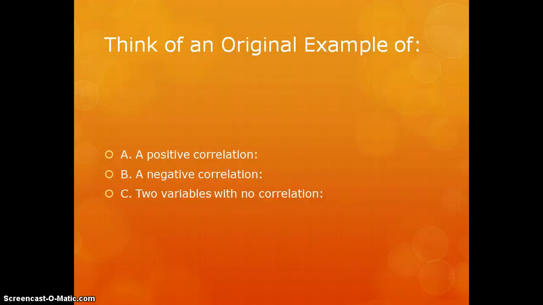All right, so what I want you to do now is go ahead and think of your own example of a positive correlation. And then think of your own example of a negative correlation. And then just like that last graph, think of two variables with no correlation. Now try to make this original. Don't just say, oh, well, the less time you spend on Instagram, the higher your grade. Try to think of something completely different from the examples that I gave you.